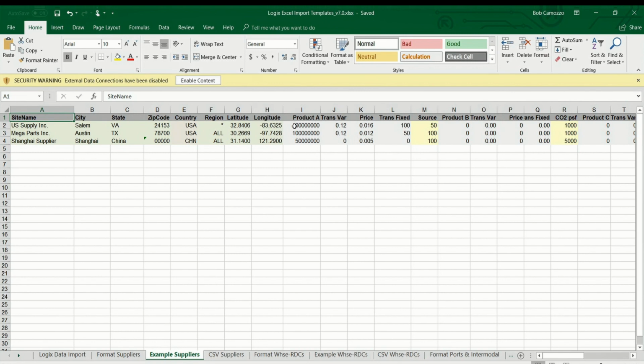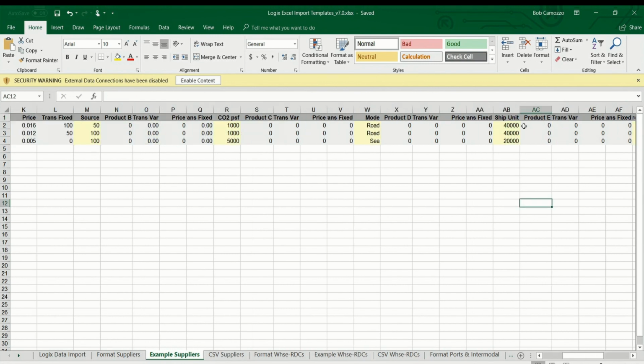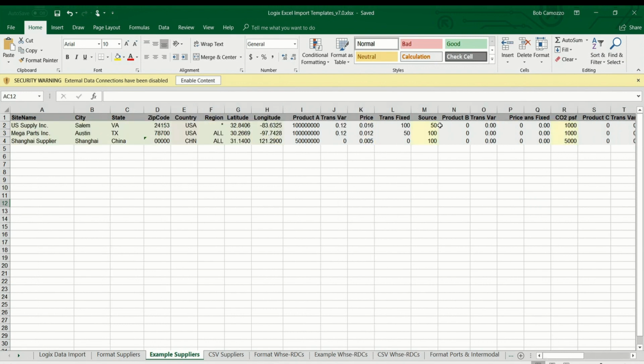Product A here is represented by the total quantity of either production or throughput or availability of product A from US Supply or Megaparts. We're also showing Shanghai Supplier. We'll be using this in a subsequent tutorial. These suppliers have transportation variable costs of 12 cents a mile. And looking over here, we see that the ship unit is per 40,000 pounds.